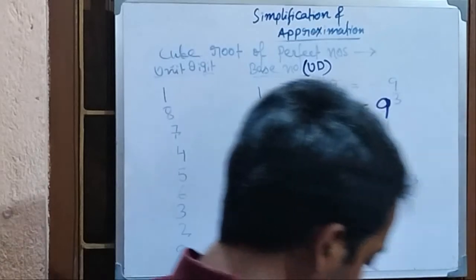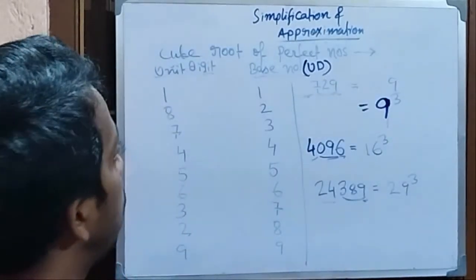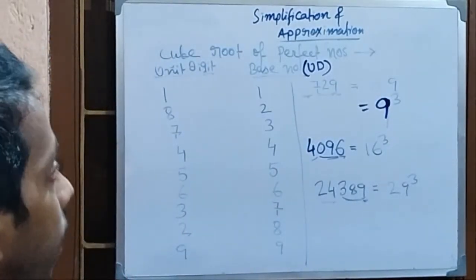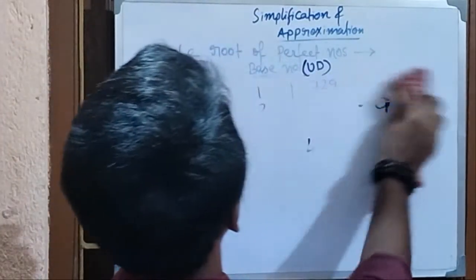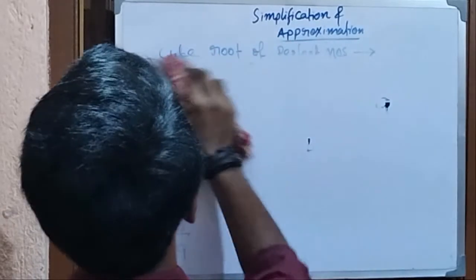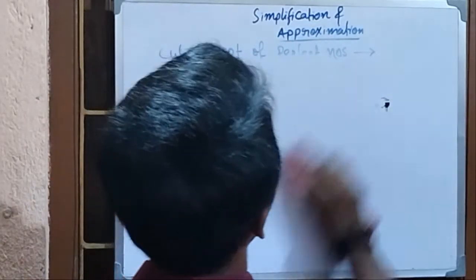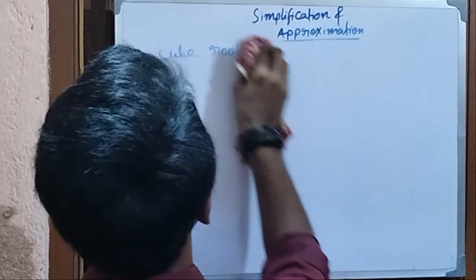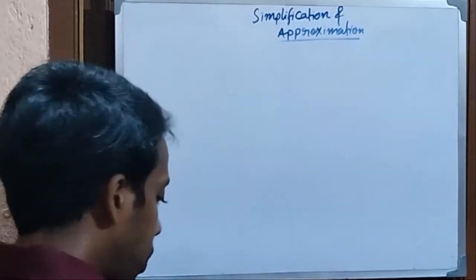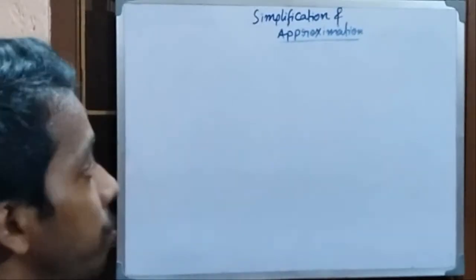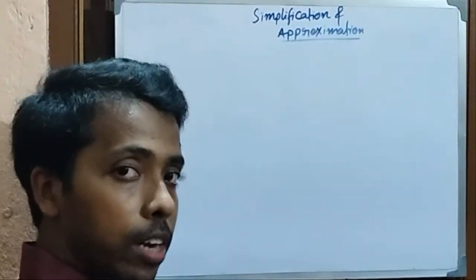Now we will move to square root of non-perfect numbers. We are going to do it now.